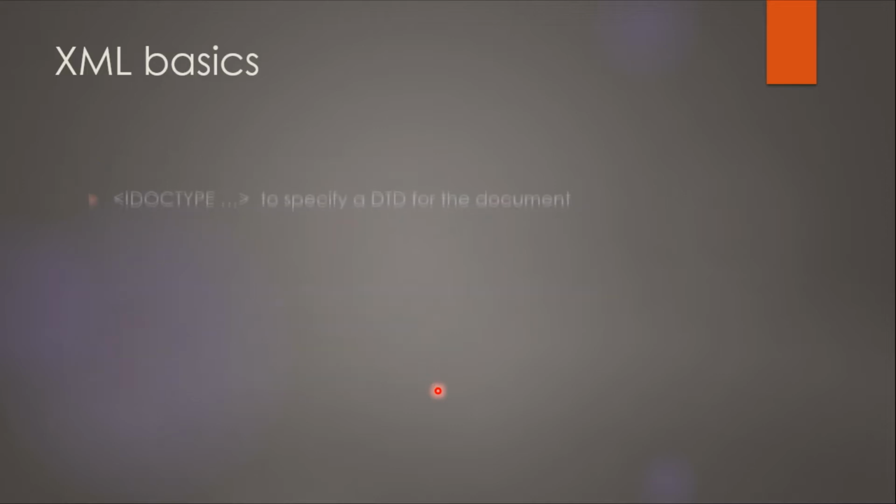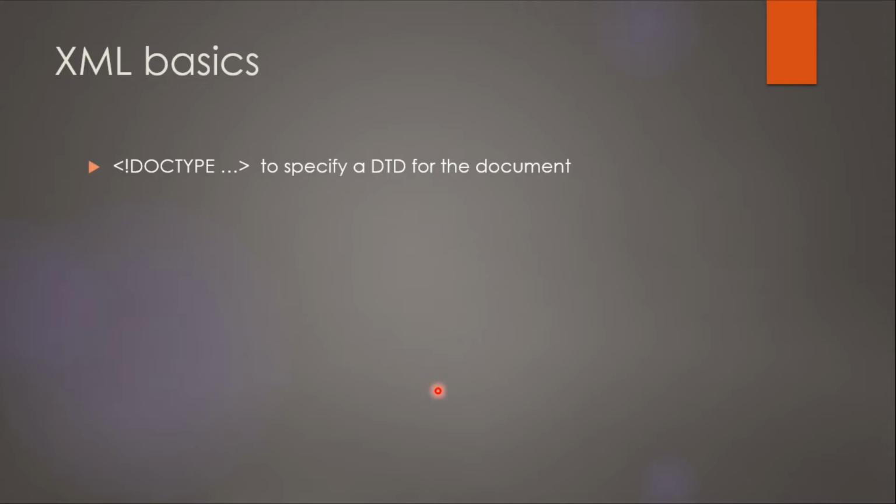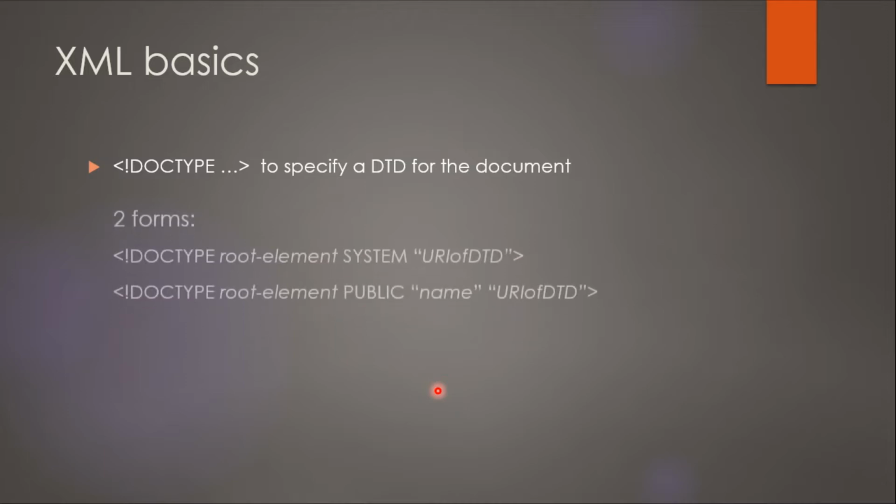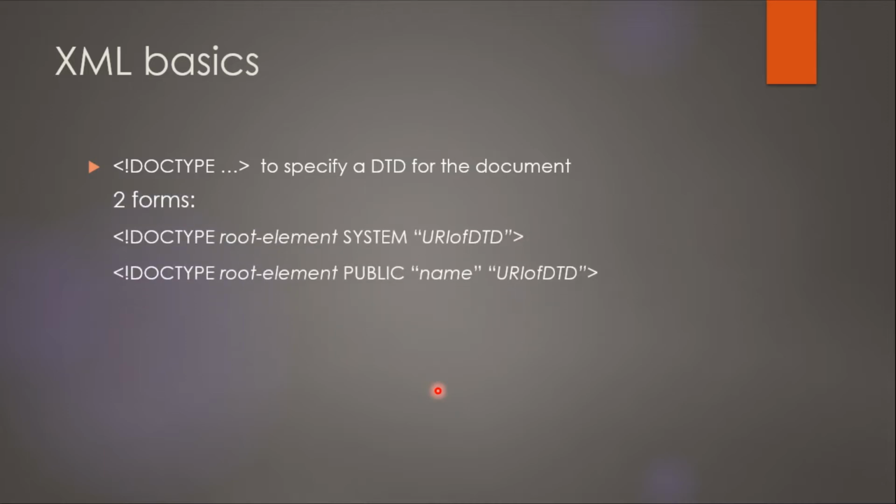Now DocType, this is the DocType specification. If you specify the DTD, then we have to declare this syntax: angular bracket start, then exclamation sign, DOCTYPE, and the angular bracket close. Okay, these are the two forms. The first one is DOCTYPE, root element, SYSTEM, and the URL of the DTD if you use an external DTD, and the internal DTD. The second form is DOCTYPE, root element, PUBLIC, the name and the URL of the DTD.